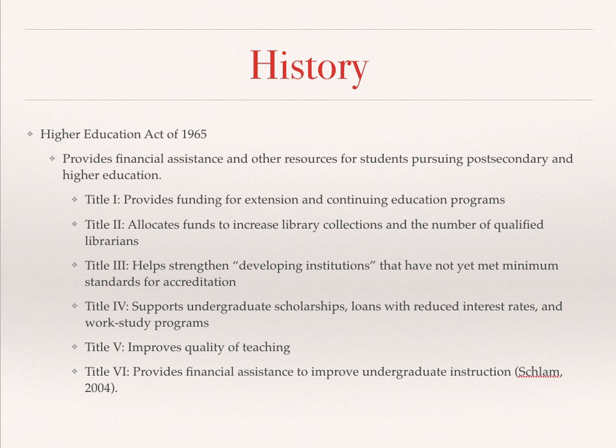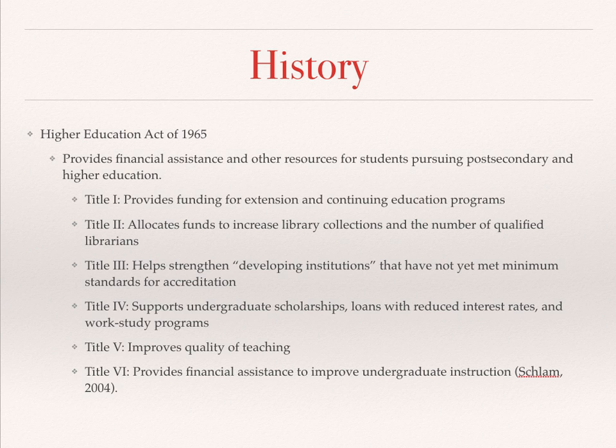The basic tenets of the Act in 1965 were 6 titles. There are more now, just as legislation has changed and things have been added or amended. But in 1965, these were the 6 titles that were there. The first one was to provide funding for the extension or continuation of continuing education programs. Title II was to allocate funds to increase libraries and help employ qualified librarians in those institutions and in those libraries.